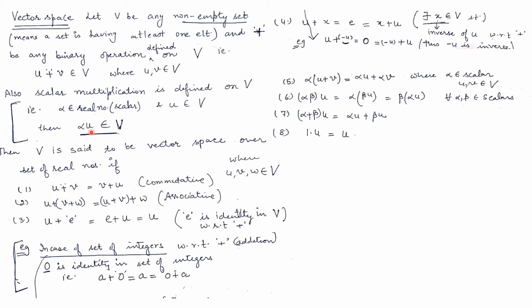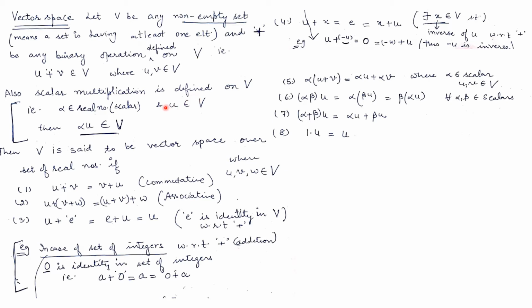So this alpha times u is also a member of the real numbers. That means scalar multiplication is defined on the real numbers. But rather than taking V to be the real numbers, if we consider V to be the set of natural numbers, let's suppose u is 1 and alpha is half. When you multiply half with the natural number 1, you will get half again. Now half is not a natural number, right? So such a scalar multiplication is not defined on the set of natural numbers, right?